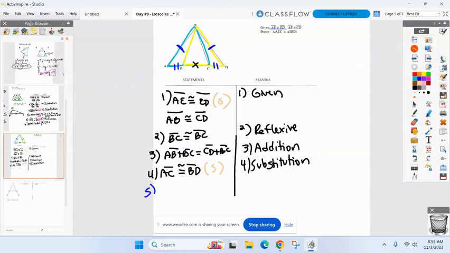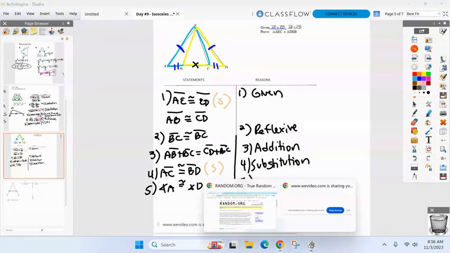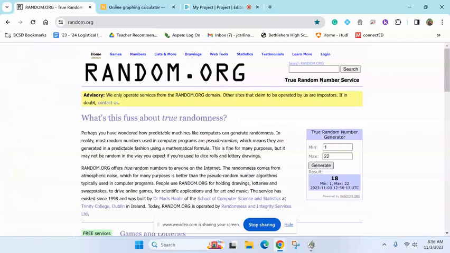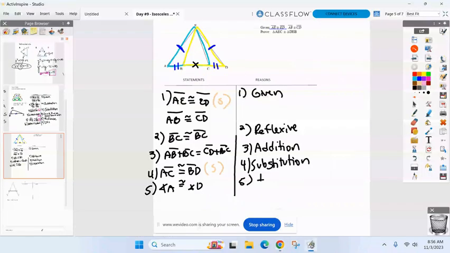So, step 5. Angle A. And again, I can call this angle A because there is only one angle A. Same thing with angle D. All right, what's that reason we've been writing down? Lily, what's the reason? How does it start? In a triangle, congruent sides are across from congruent angles. Good job.